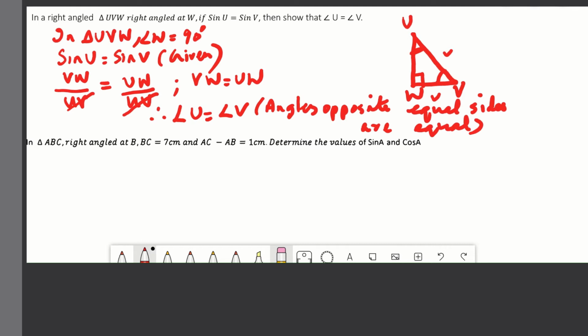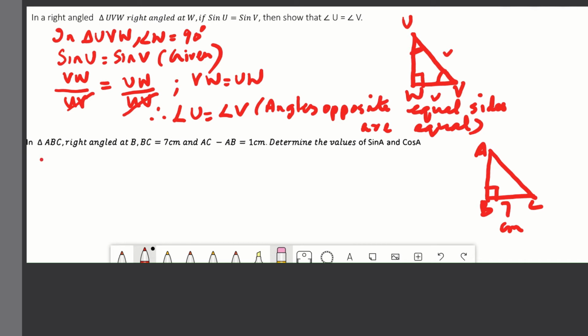Now let's see how to do the second question. In triangle ABC, right angled at B, BC equal to 7 centimeter, AC minus AB equal to 1 centimeter. Determine the values of sin A and cos A. So the first thing is we have to draw the right triangle. It is right angled at B, so name it as ABC. Given that BC is 7 centimeter and the difference between the hypotenuse and the altitude, that is AC minus AB equal to 1 centimeter. So being a right triangle, we can start using the Pythagoras theorem.